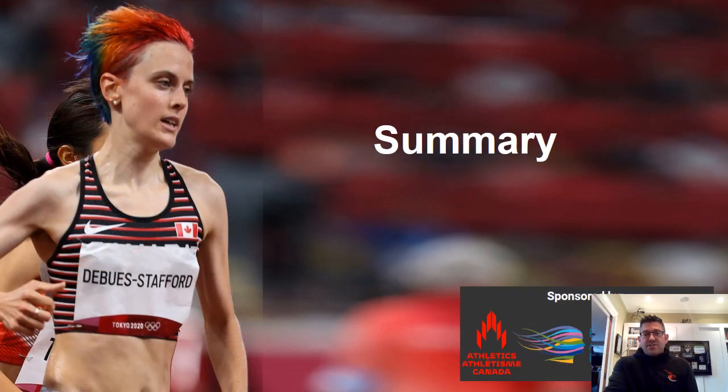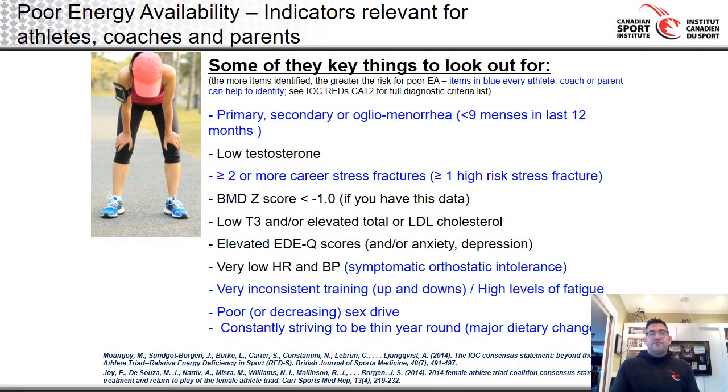So with that, we'll finish up with a short. Here are some of the more routine indicators relevant for athletes and coaches and parents to look out for REDS and poor energy availability. The ones that I've listed in blue are symptoms that every athlete, coach, or parent can help to identify. The ones in black are ones that a physician usually needs to assess.